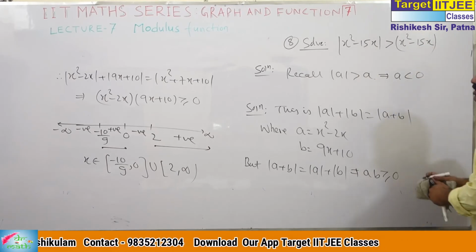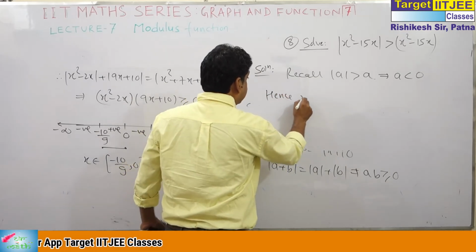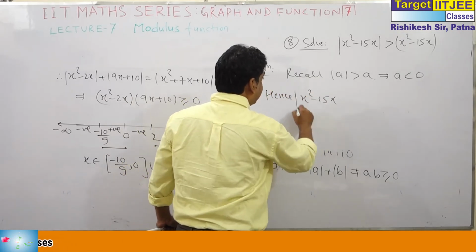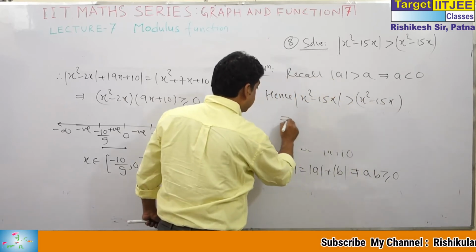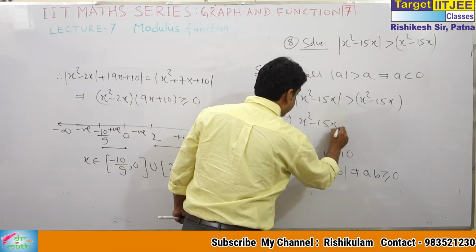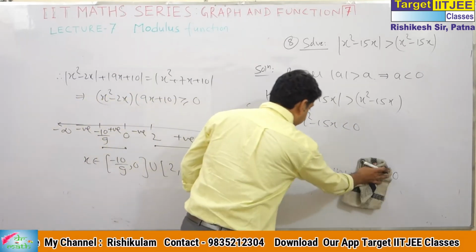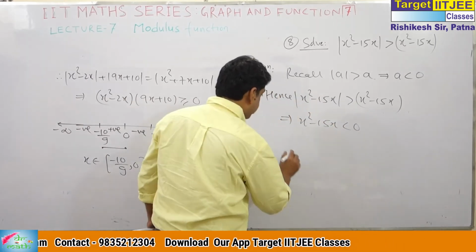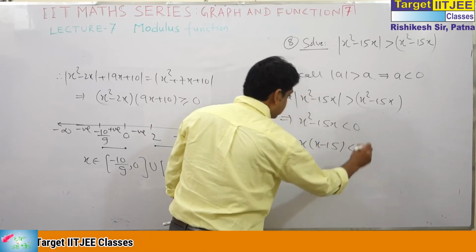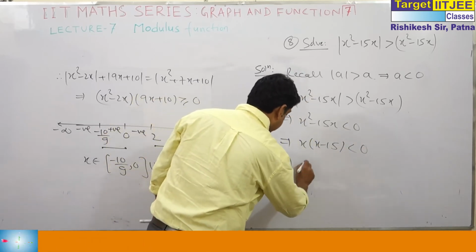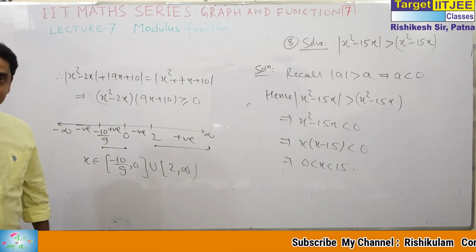So what is the solution? Hence, |x² − 15x| > x² − 15x implies that x² − 15x must be negative, and there is no problem in doing it. This is x(x − 15) < 0, so x lies between 0 and 15. This is the answer.